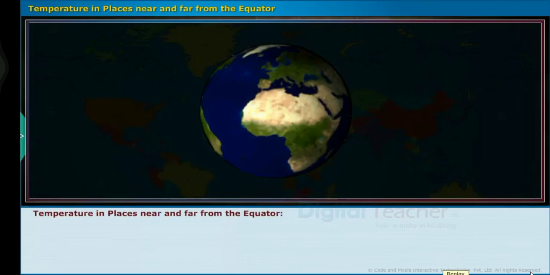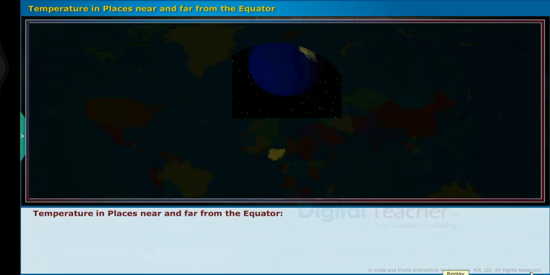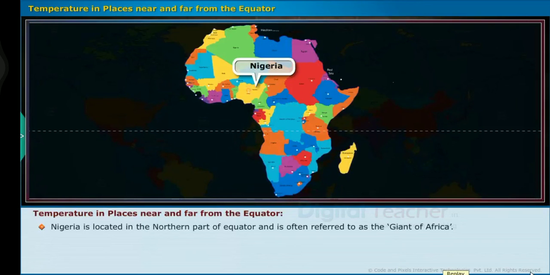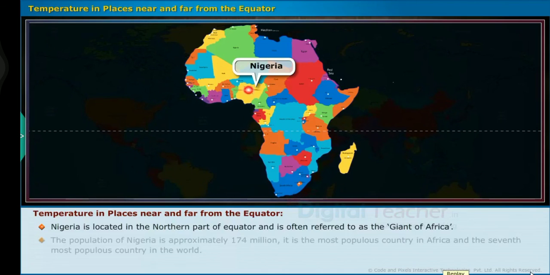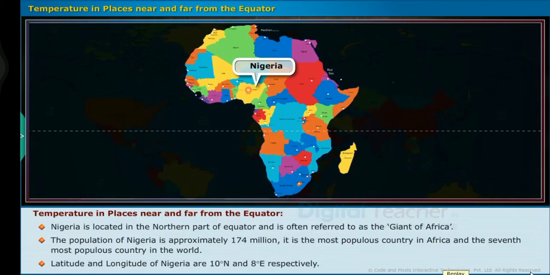Now, let us learn about the temperature in places near and far from the equator. Nigeria is located in the northern part of the equator and is often referred to as the giant of Africa. The population of Nigeria is approximately 174 million. It is the most populous country in Africa and the seventh most populous country in the world. Latitude and longitude of Nigeria are 10 degrees north and 8 degrees east respectively.